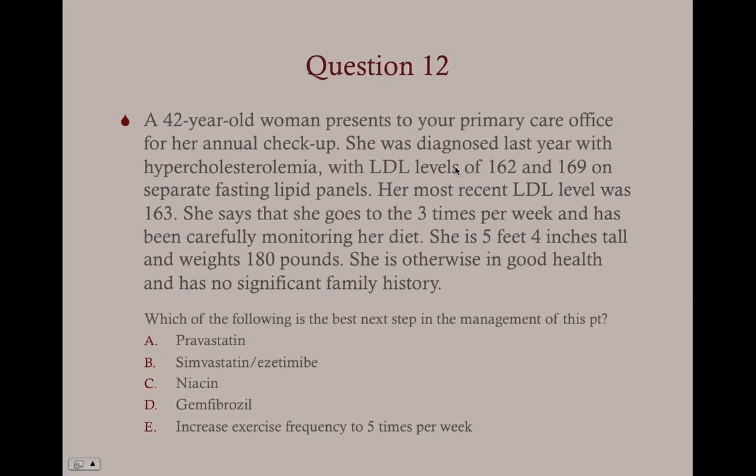So if you've got 0 to 1 risk factors, the optimal LDL level is less than 160. If you have 2 or more risk factors, then the optimal LDL level is less than 130. If you are diagnosed with abdominal aortic aneurysm, peripheral artery disease, coronary artery disease, or diabetes mellitus, with one of those, then the optimal LDL value is 100. If you're diagnosed with more than one of those 4 illnesses, then the optimal LDL value is less than 70.